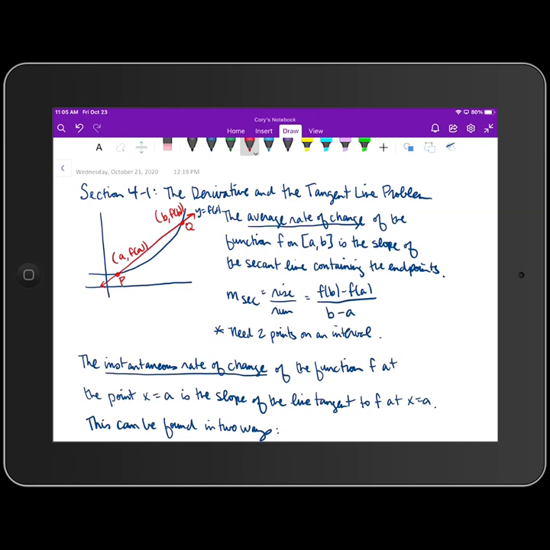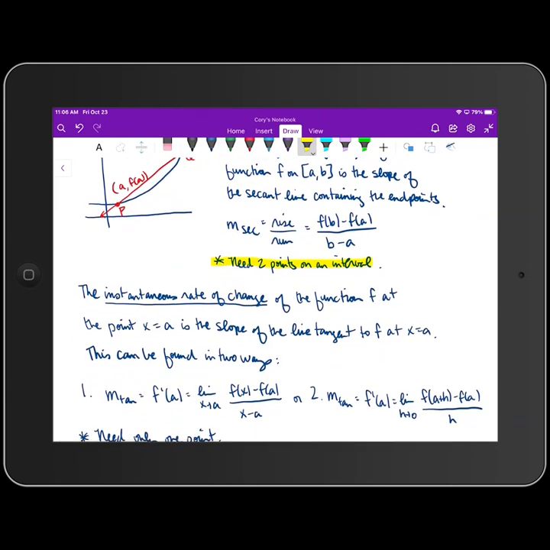So we want to calculate the slope of the line that contains those 2 points. So what do we know about slope? Well, we know slope is the ratio of the rise over the run. The rise refers to the change in y coordinates, which is going to be f of b minus f of a. And then we're dividing that by the run, which describes the change in x coordinates, which is going to be b minus a. So if we want to calculate average rate of change, that's essentially asking us to find the slope of the line that contains the 2 endpoints of that interval. And as we mentioned down below here, to calculate average rate of change, you need 2 points on an interval.